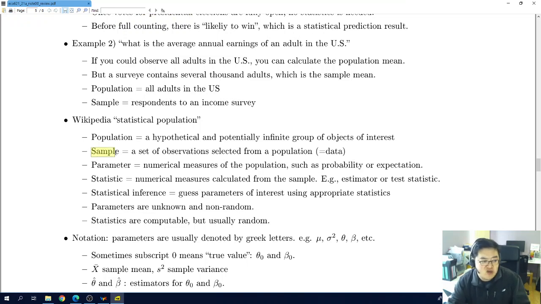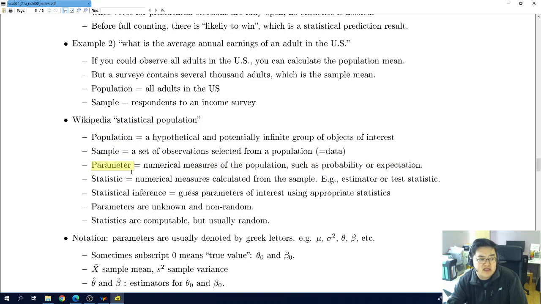On the other hand, you have a sample, which is a set of observations randomly selected from the population. You may think of it as data. So you only observe the sample. You never observe the population. Population is just your target in your brain, in your mind. So you can contrast population and sample in this way.